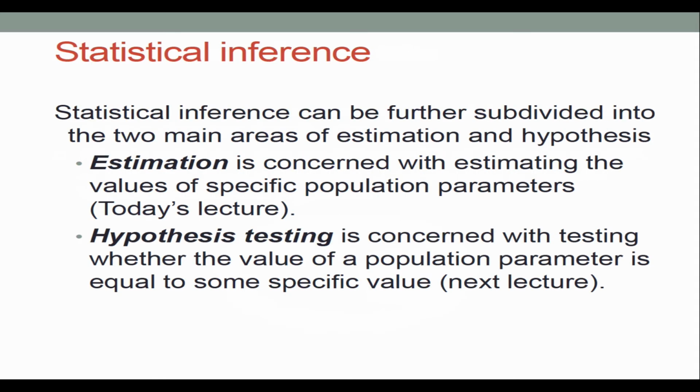Statistical inference can typically be divided into 2 parts. One part is estimation, the other is hypothesis testing. Estimation is mainly about estimating the values of specific population parameters. This is today's lecture topic. Say we are interested in the average population household salary. This is the population parameter. We want to get some estimates about this parameter, so we need to use estimation techniques.